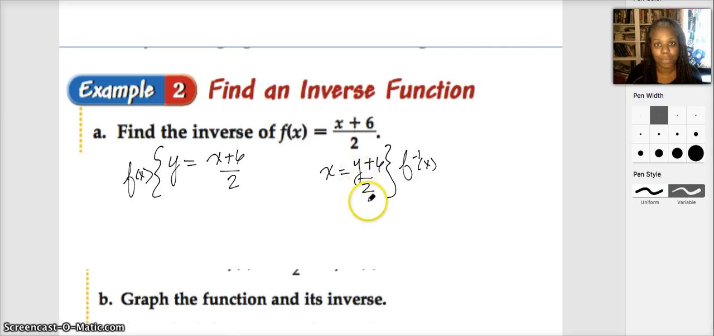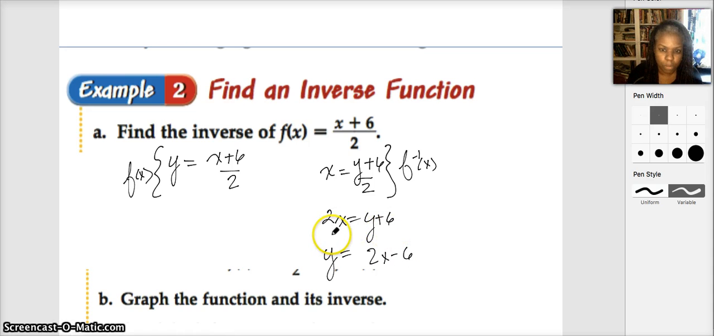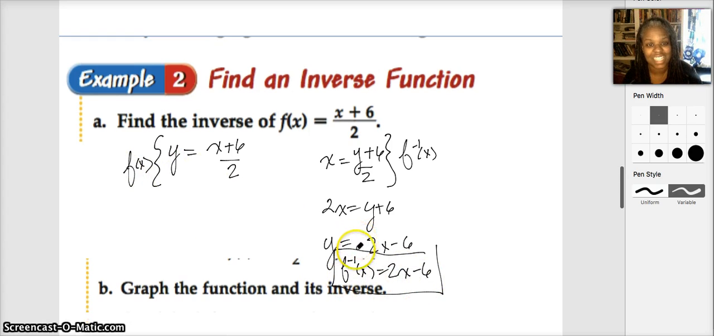So to solve for y, we need to get y by itself. We're going to multiply both sides of our equation by 2. We get 2x is equal to y plus 6. And then we're going to subtract 6 on both sides, and I'm going to change the order I'm writing this. Check it out. y is equal to 2x minus 6. This is just a regular equation, all right? And then the next thing I'm going to do is replace the y with f inverse of x, because that's what I've created. So f inverse of x is 2x minus 6 when f of x is equal to (x + 6)/2.